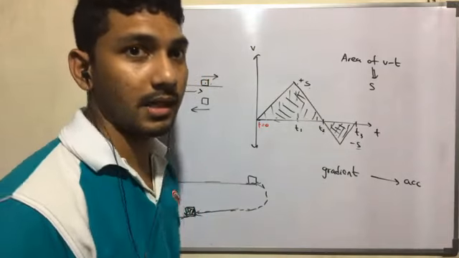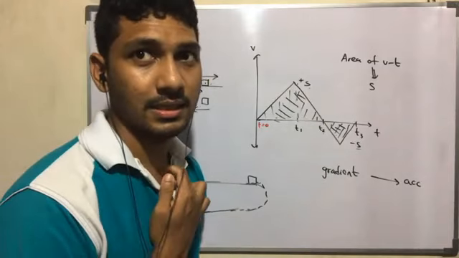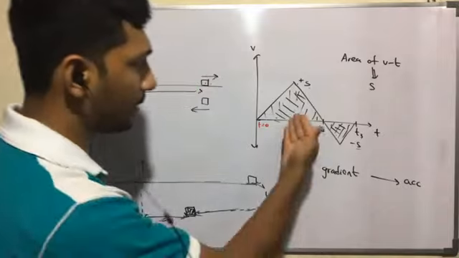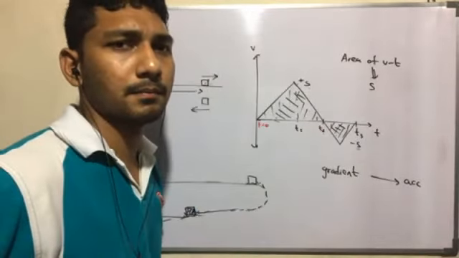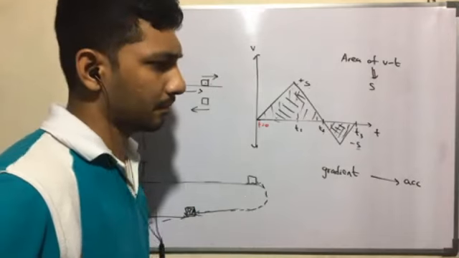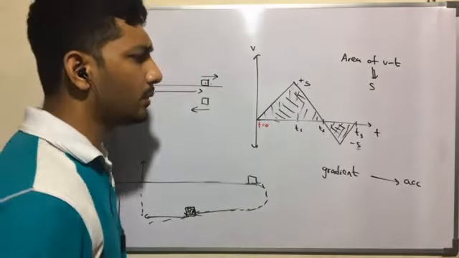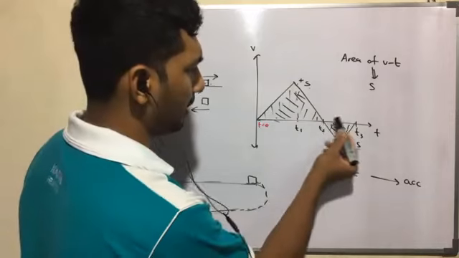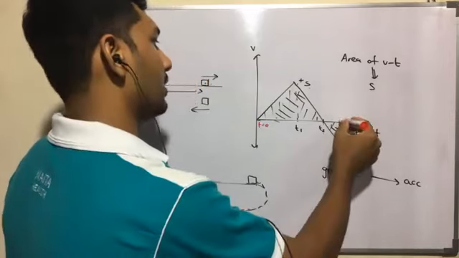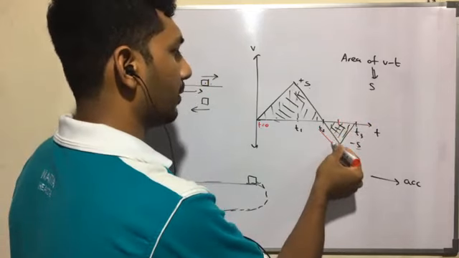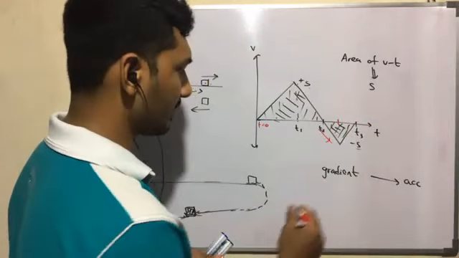Particle accelerates. So you convert it to acceleration. Yeah, it accelerates even from T2 to T3. So from here to here, half of that triangle. So you're telling that from here to here also it accelerates. Yes, sir.